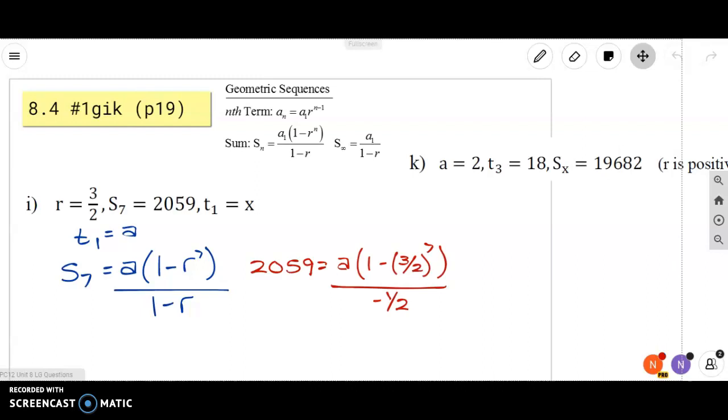Here's what it looks like with our given information put in, and then we want to put this into a calculator and rearrange until we solve for a. I'm going to leave those steps for you, but we do end up with a final a value of 64.